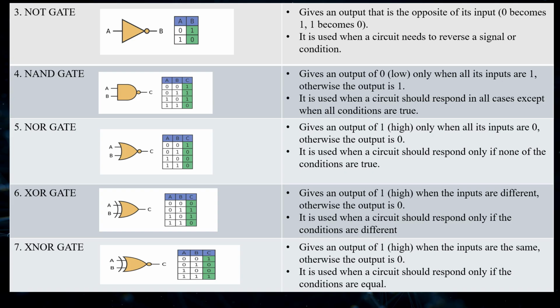A NOR gate is the opposite of the OR gate. It gives an output of 1 only when all inputs are 0. An XOR gate gives an output of 1 only if the inputs are different. So, if both inputs are the same, the output is 0. Finally, an XNOR gate is the opposite of the XOR gate. It gives an output of 1 only if the inputs are the same. All these logic gates work together to help computers process information and make decisions based on different input conditions.